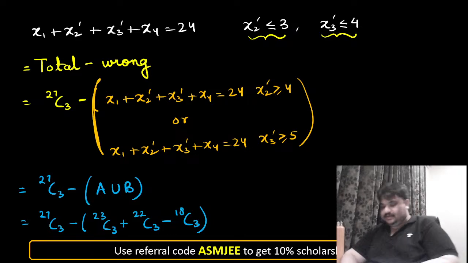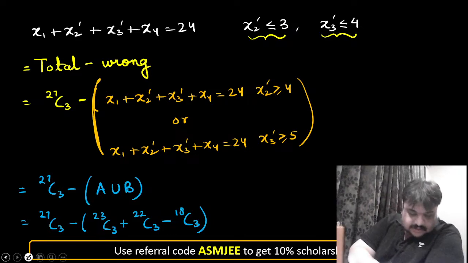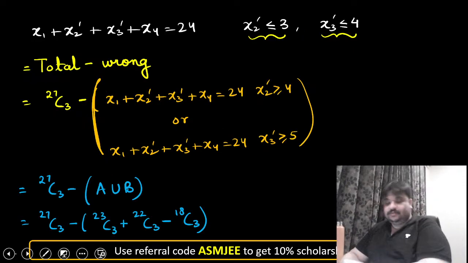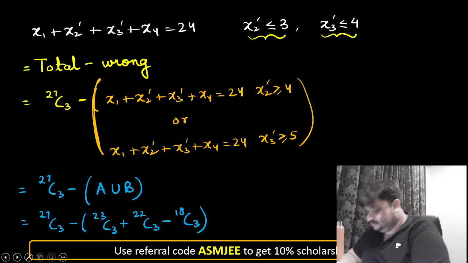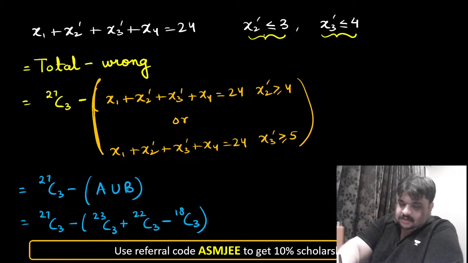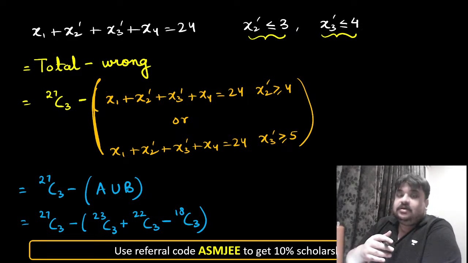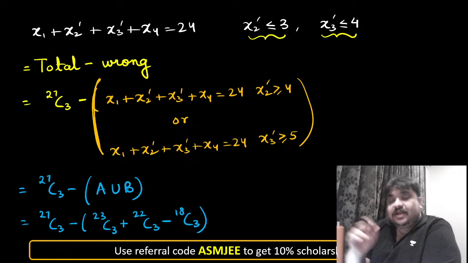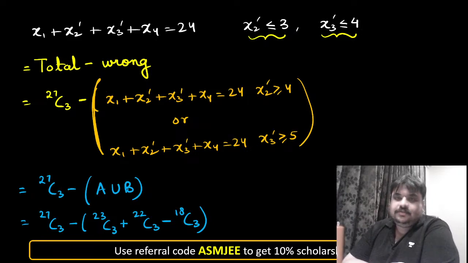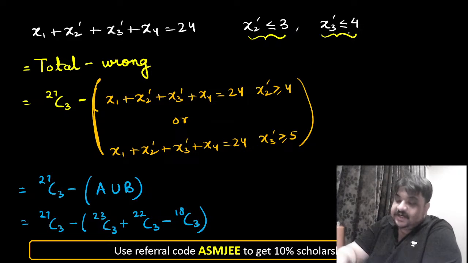This should be the answer. Or we have to calculate the value. x2 dash is less than equal to 3, the opposite of that, wrong, will be x2 dash greater than equal to 4, and this will be x3 dash greater than equal to 5, and we'll have to use or. Why? Because it is possible that both these things happen together also. So you'll have to apply A union B.